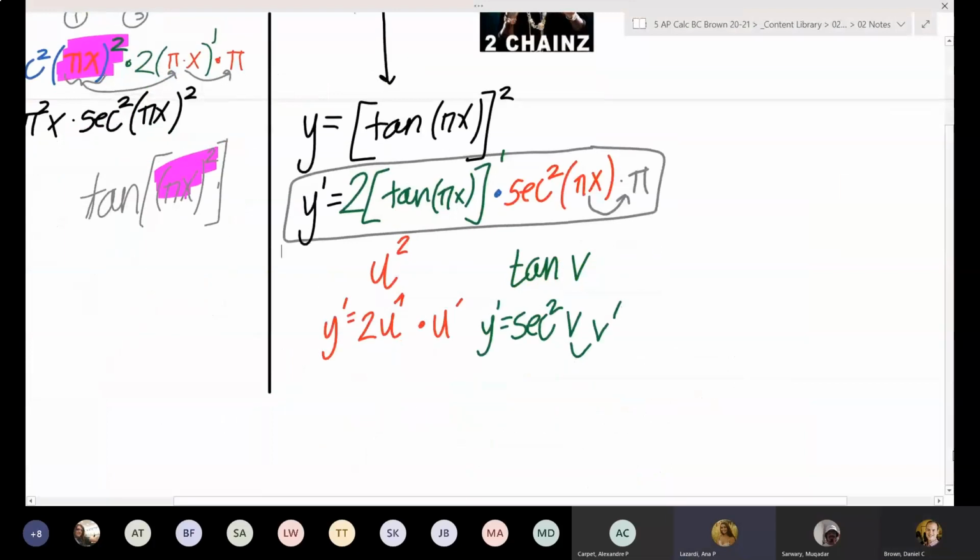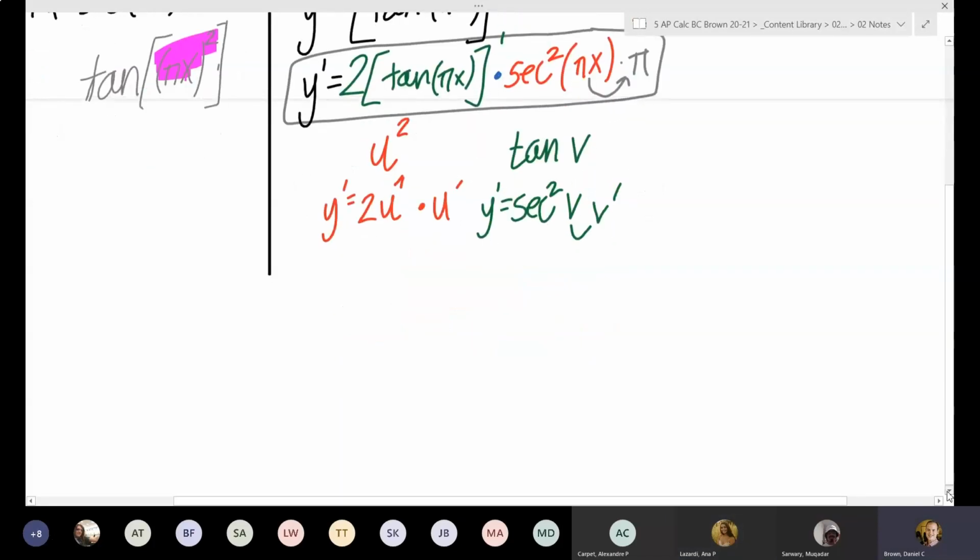Where'd you get secant squared of pi x from? The derivative of the first inside, the derivative of tangent is secant squared. And then we carry it across the inside.